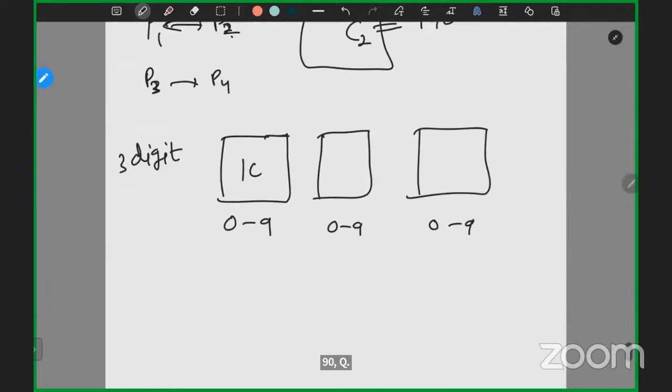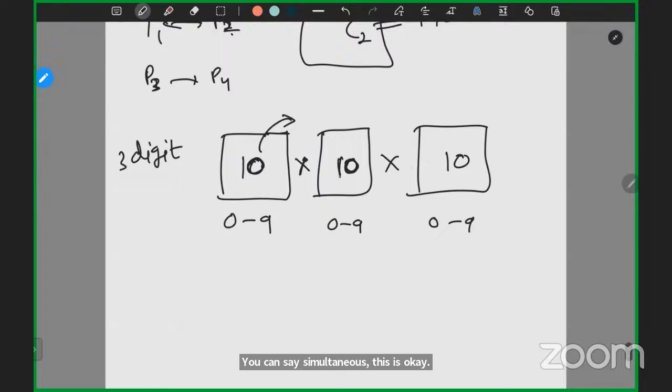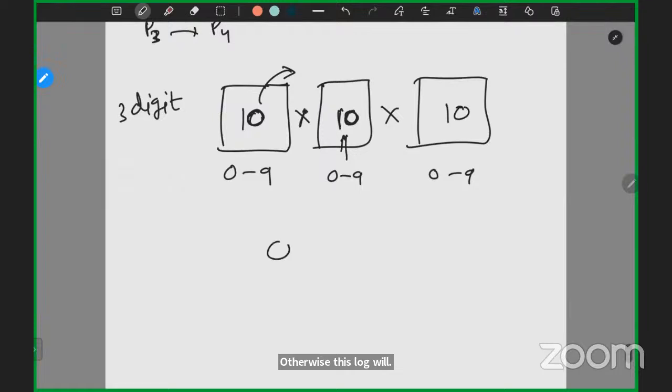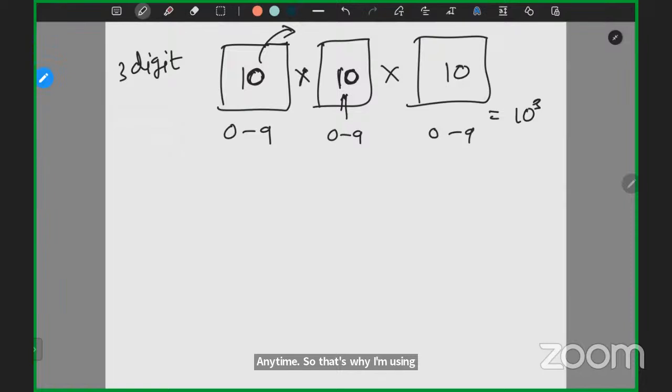What I did is 10 and 10 and 10, so that's multiplication. The possible ways to put here is 10, and at the same time I'm putting another 10 as well, right? I need to put something here, otherwise this lock will never open, as 000 is also a possible combination, and 001. But I need to put 0 or something here at a time. So that's why I'm using multiplication, you can say 10 power 3.